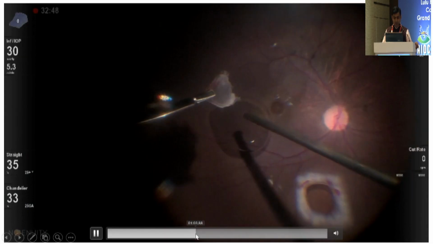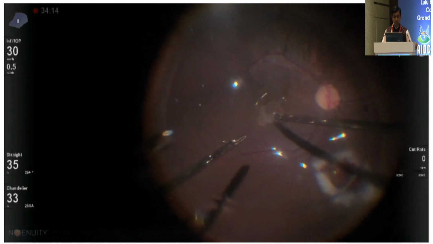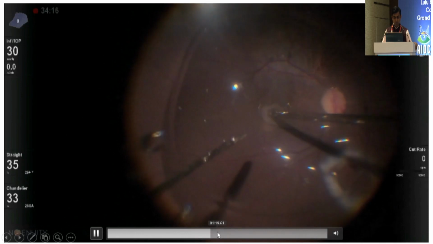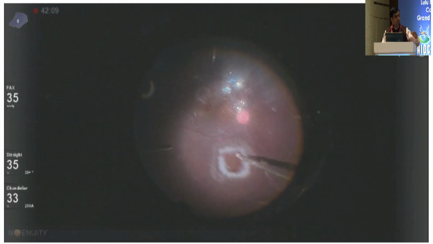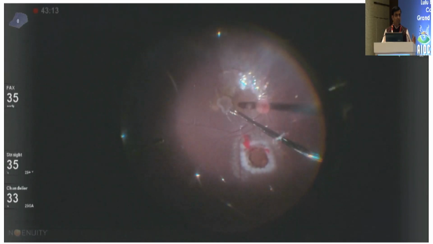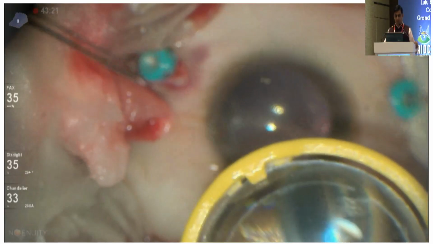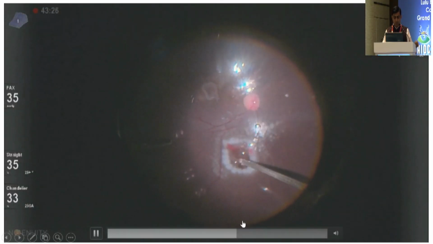So multiple attempts of such were happening, and then finally I got a good grip and I tried to place it under the MAC, over the MAC hole, and I thought, okay, the job is done, everything was going easy. And while doing a fluid air exchange, now you can see the graft again started getting displaced. So I was not very sure why the graft is not sitting in its place, and I thought something I might have missed or something is going wrong.